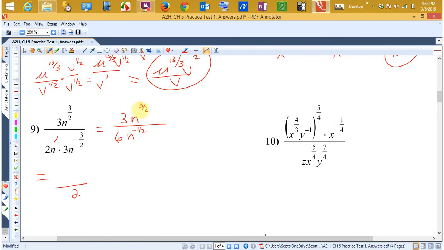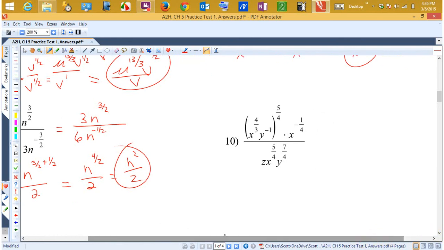And this is going to be the n, and I've got 3 halves minus negative 1/2, so that would be 3 halves plus 1/2 because it's minus a negative. That's going to be n to the 4 halves all over 2, which is n squared all over 2. Next one.